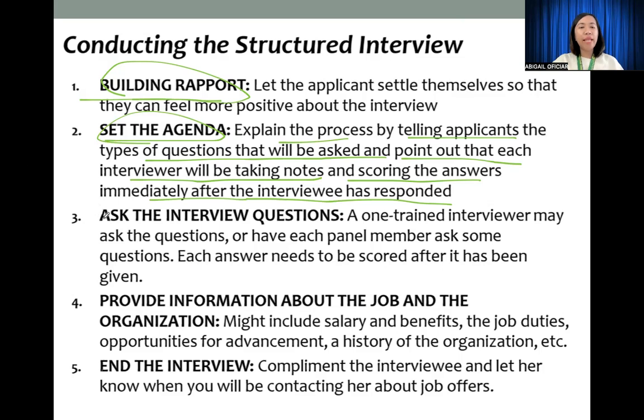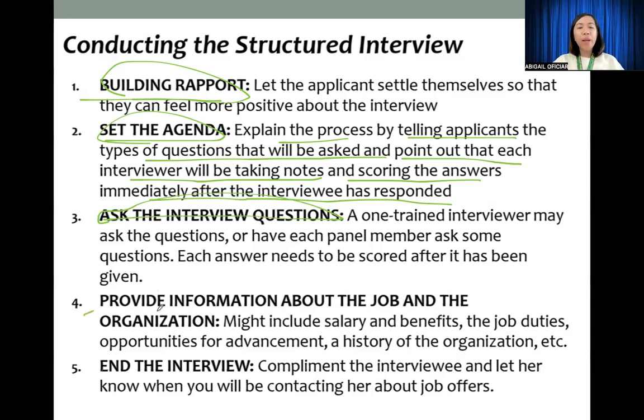Okay, then after nun, ask the interview questions. So yung nasa structured interview mo, itanong mo na. If necessary to ask follow-up questions, you can do a semi-structured interview. So meaning, pwede kang mag-follow up. Pero still nandun pa rin yung structured guide questions mo.